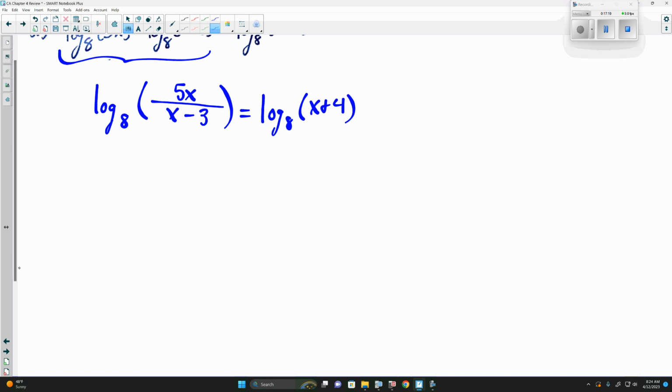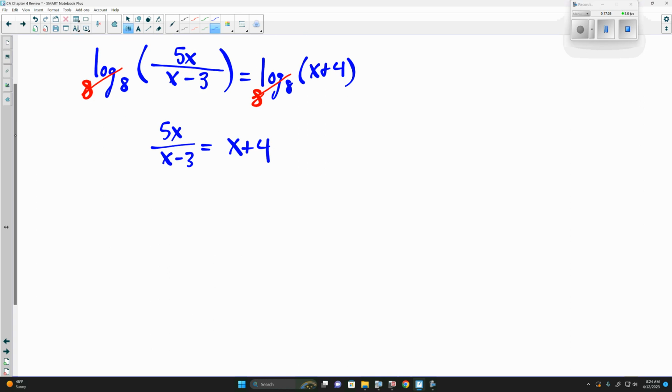Now from here, we have our one-to-one property. They both have log base 8, or really we can apply both to the base of 8, causing these to cancel, just telling us that we have 5x over x minus 3 is equal to x plus 4.